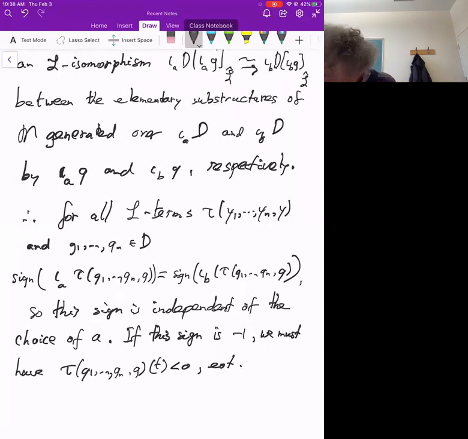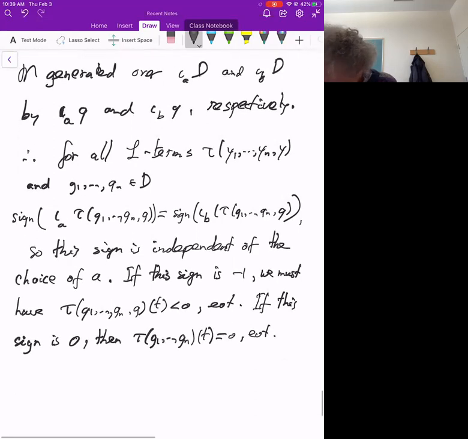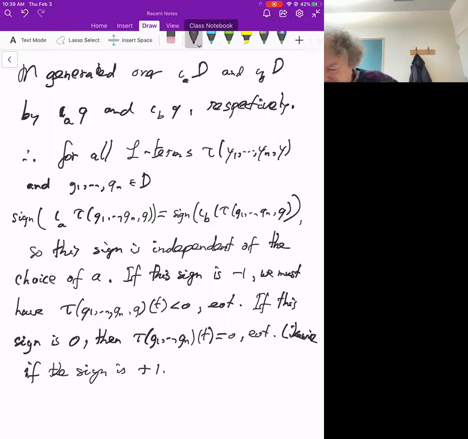And if this sign is 0, then likewise tau G1 up to Gn comma G of t is 0 eventually. And likewise, if the sign is +1. So this is, of course, a key step here.